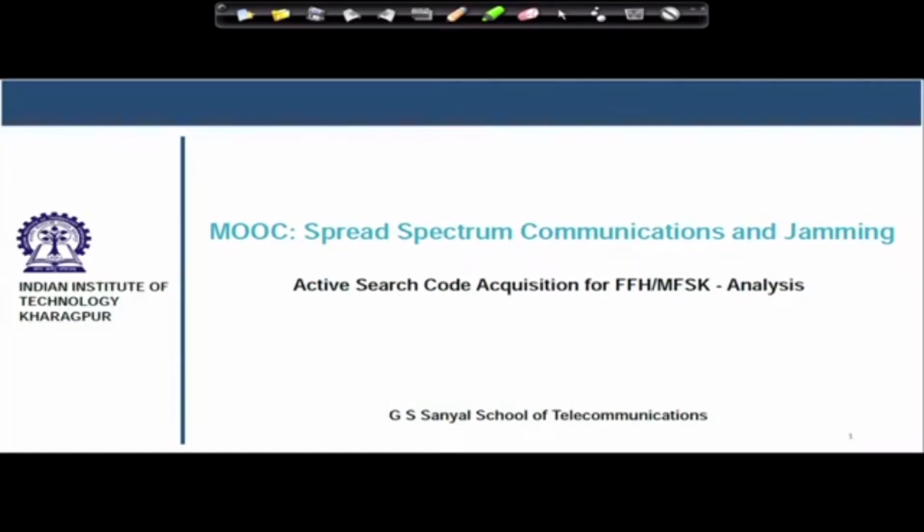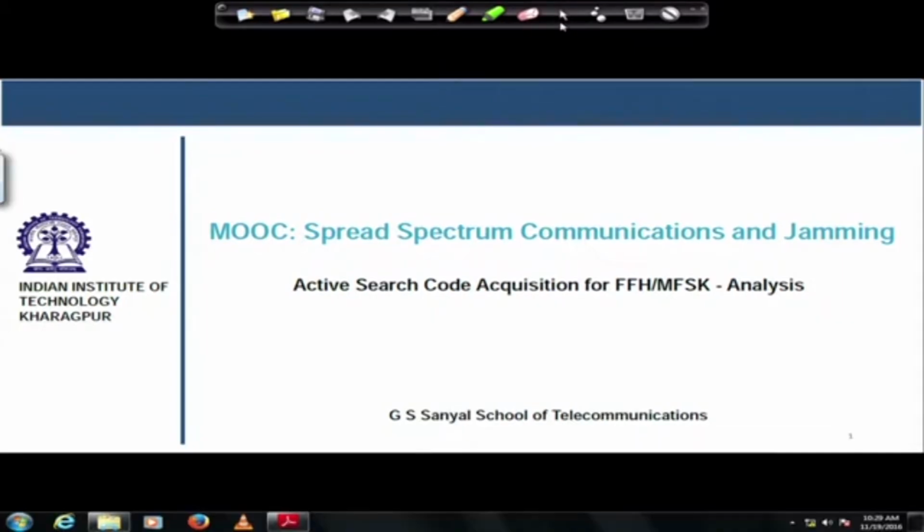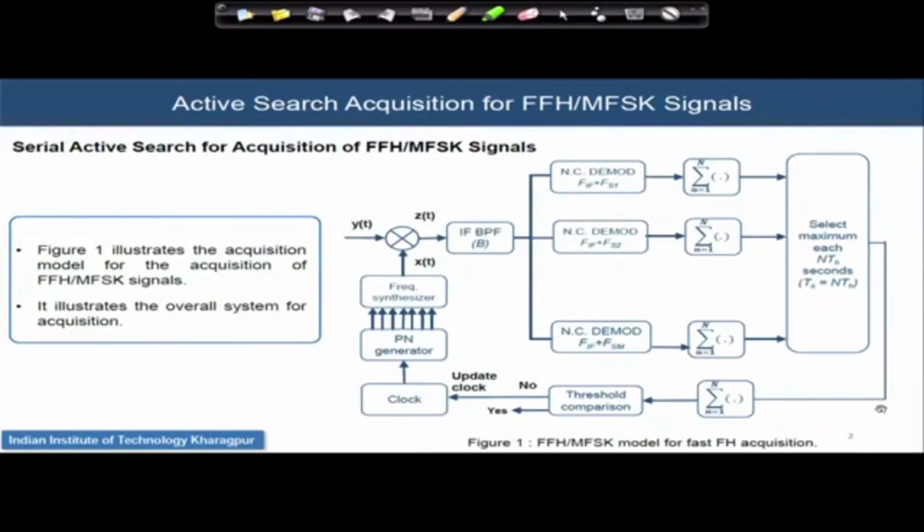Hello students, we were discussing the serial active search code acquisition technique for the FFH MFSK system. Today we will do some analysis on that code acquisition mechanism for FFH MFSK. Quickly we will revisit the block diagram that we were discussing.